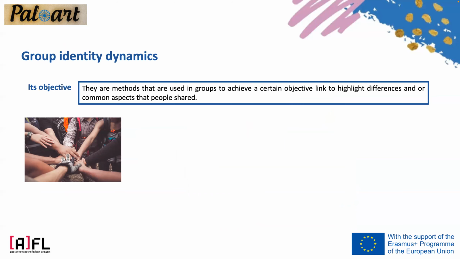Therefore, it is important to keep in mind the importance of creating a group identity through this lesson and the following sessions of the workshop. Since this can be done by group identity dynamics, let's now talk about group identity dynamics. Group identity dynamics are methods that are used in groups to achieve a certain objective. In other words, they are activities that bring benefits because they allow learning in a dynamic and fun way by interacting with other people.